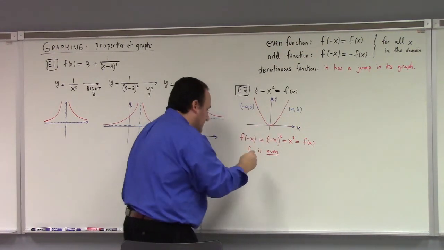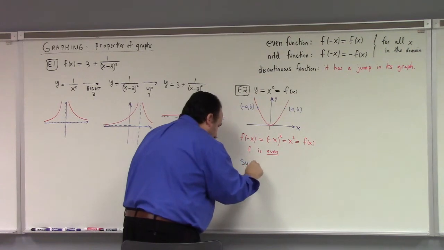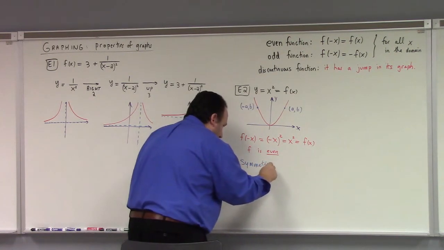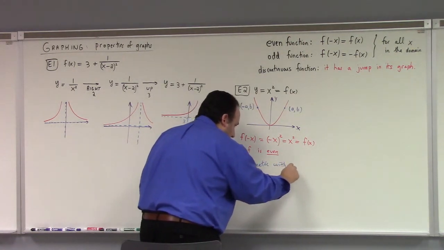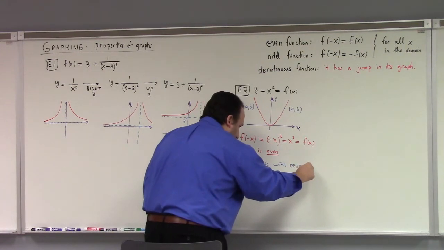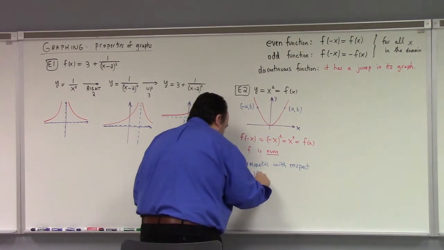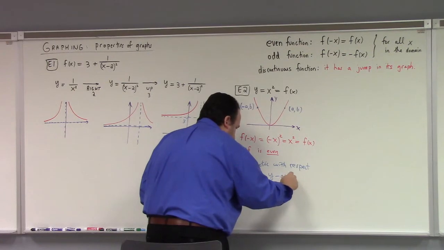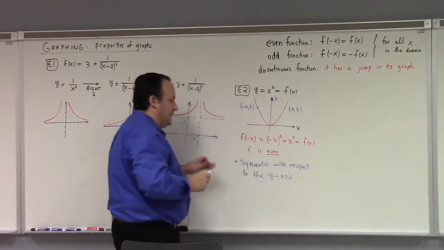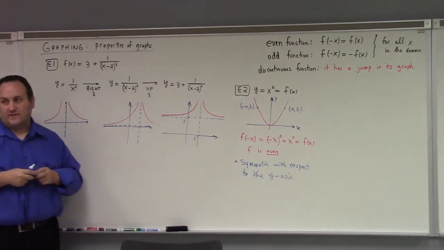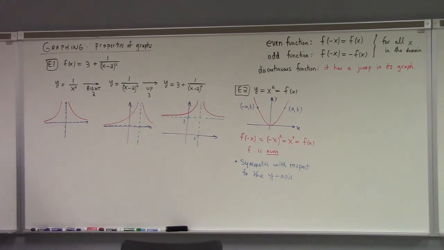So this has what's called symmetry. It's symmetric with respect to the y-axis. So that's another way we could describe an even function. An even function is one which is symmetric with respect to the y-axis. All right? You guys with me?